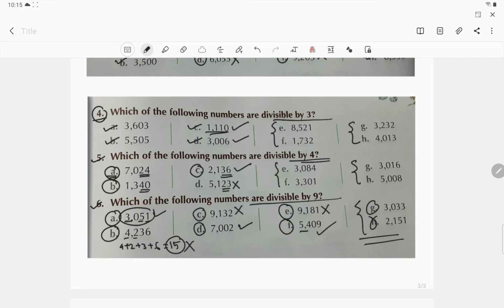Okay, so I have explained all. The rest of the part, please do it by yourself. Try to understand, and you have to remember all the divisibility rules, right? So thank you.